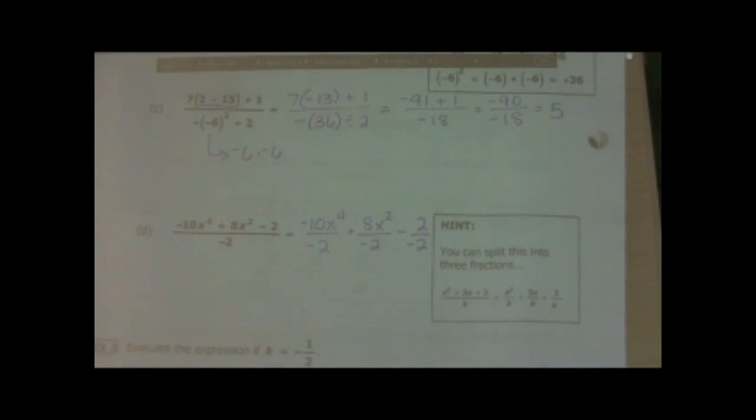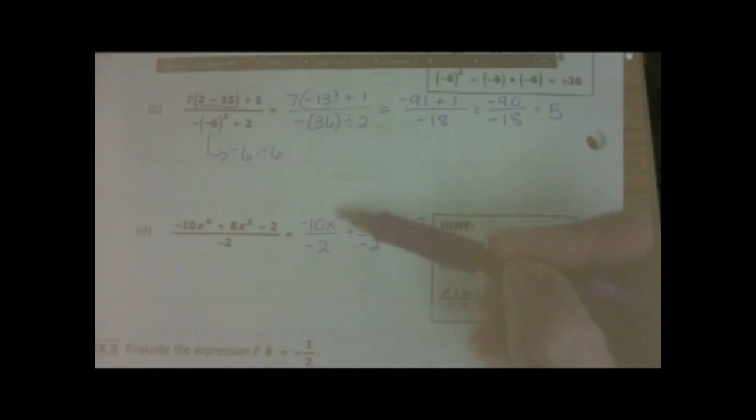-10 x to the 4th over -2 plus 8x squared over -2 minus 2 over -2. All right, would you agree? I have a common denominator, so I can add and subtract across, which is right here, keep my common denominator. I'm just doing this process in reverse. And the reason why, I'm going to simplify this, and simplify this. All right?